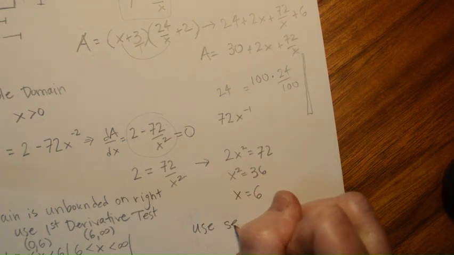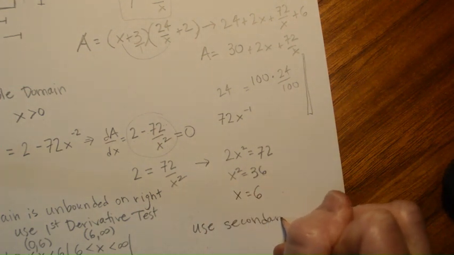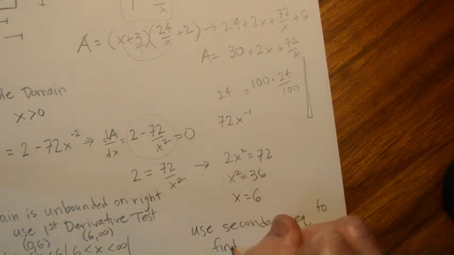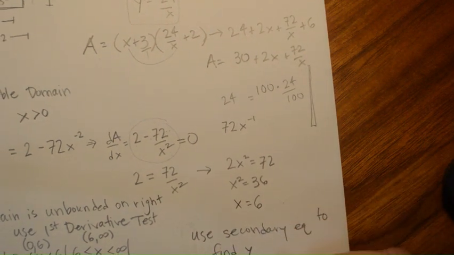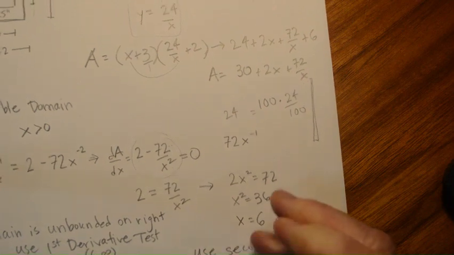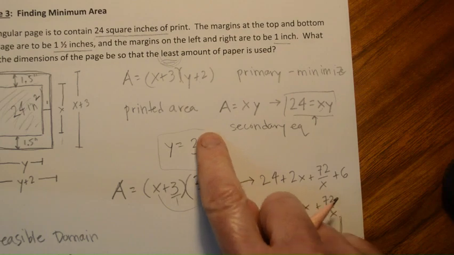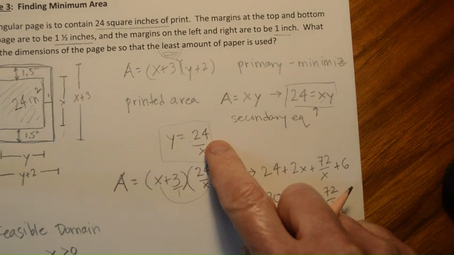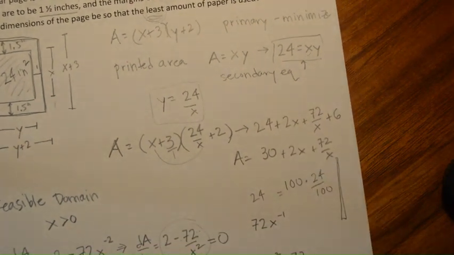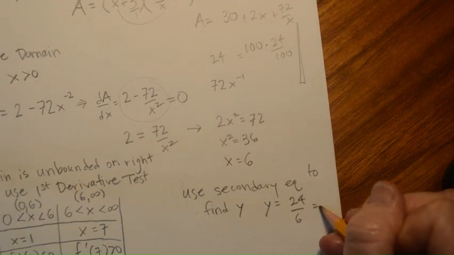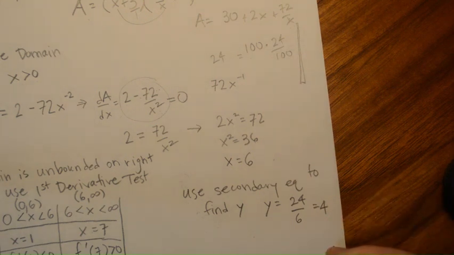Use secondary equation to find y. All right, so again, our secondary equation was 24 equals x times y, and we know that x is 6, so we've got y equals 24 over 6, or 4.